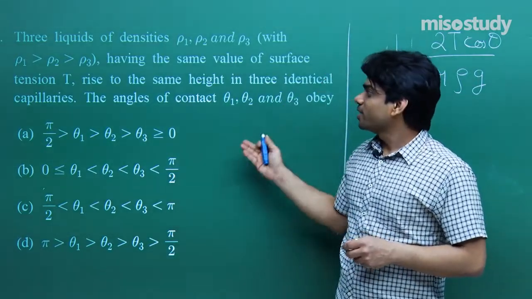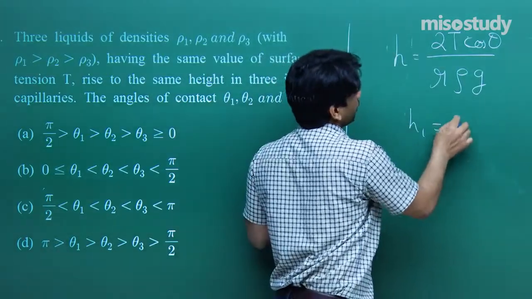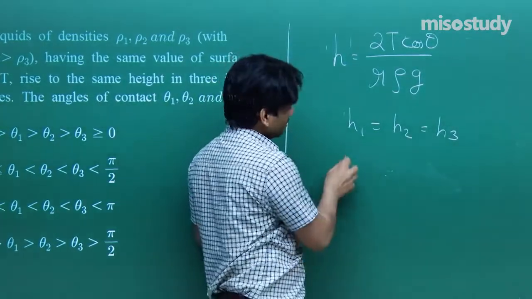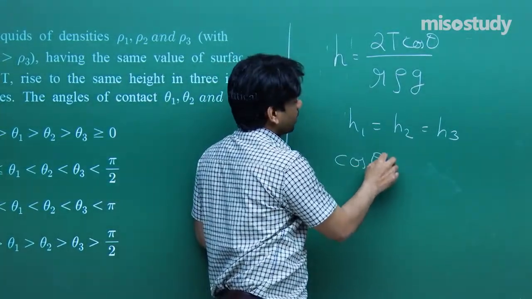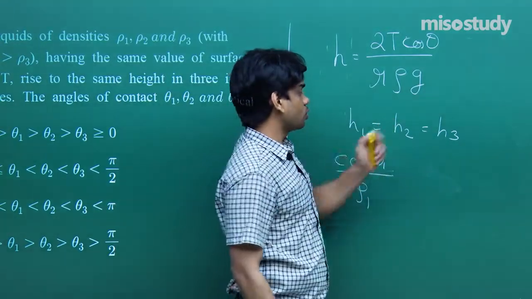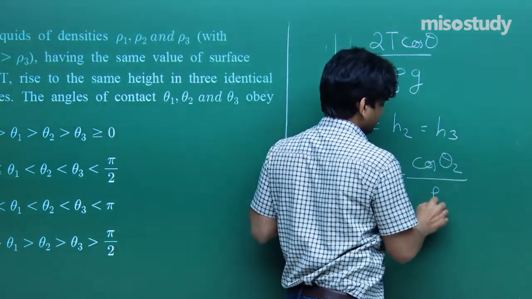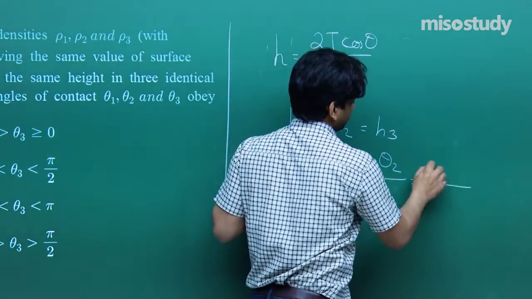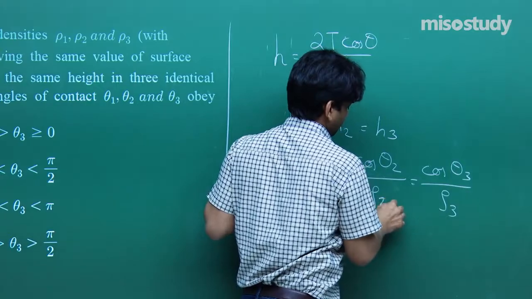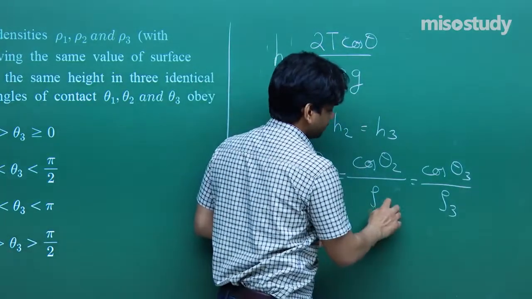In the three identical capillaries, the angles of contact theta 1, theta 2 and theta 3 obey this. They have the same height. So if we use h1 equal to h2 equal to h3, we can write this as cos theta 1 upon rho 1. The radius is also the same, g is also the same, so I am removing them. This is the equation which we can write.